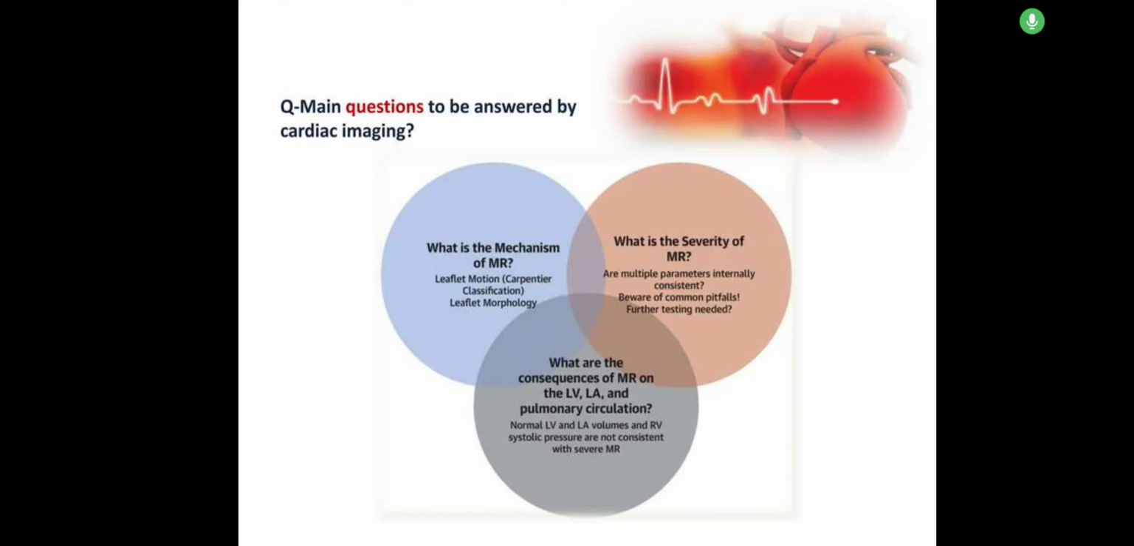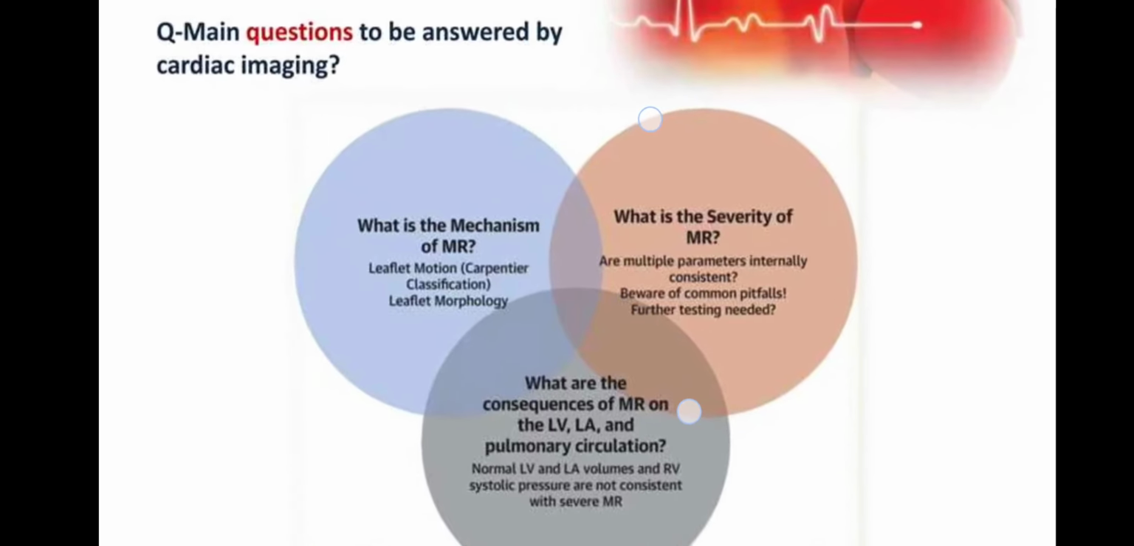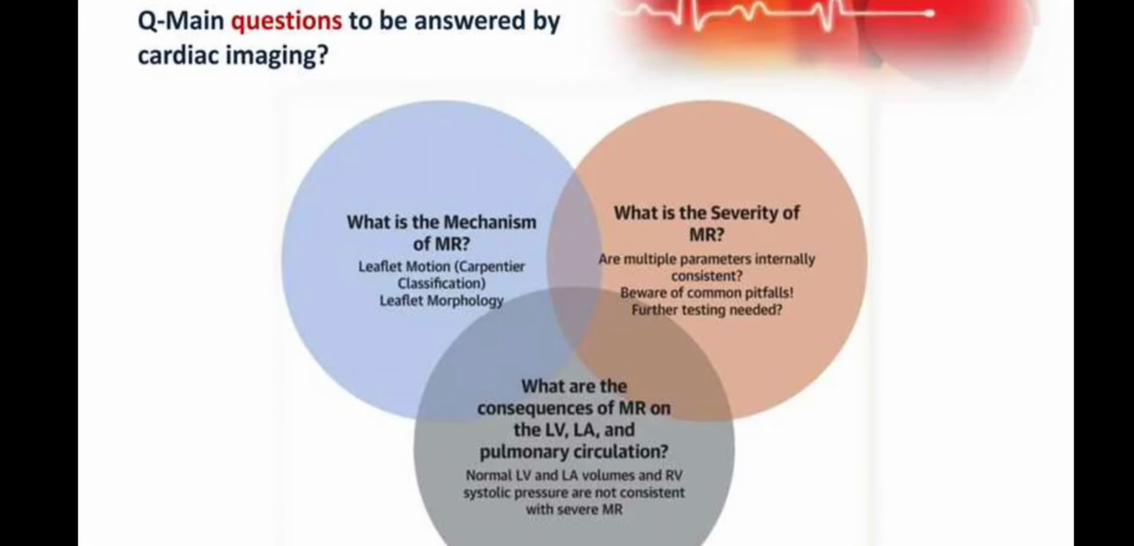Good morning. Today we are discussing the echocardiographic evaluation of the mitral valve. The main questions to be answered by cardiac imaging are: what is the mechanism of MR? Mechanisms are leaflet motion by the Carpenter classification. Second is leaflet morphology. What is the severity of the mitral regurgitation? Are multiple parameters internally consistent?